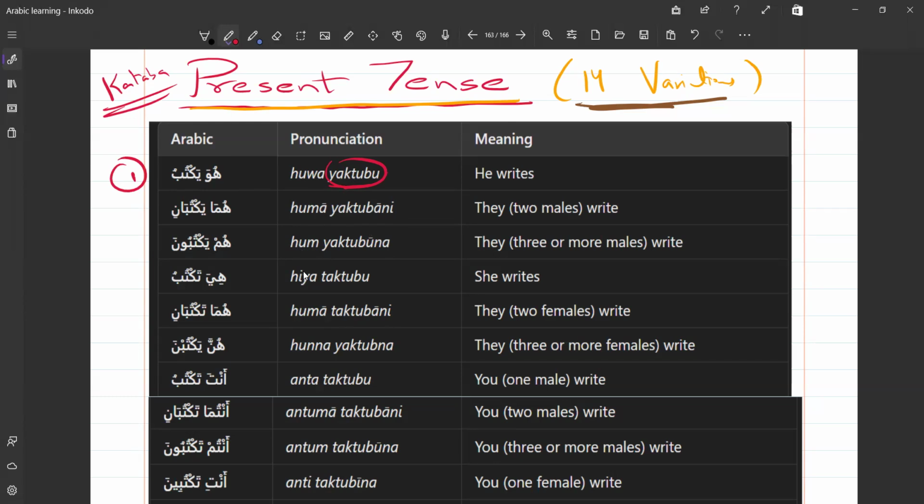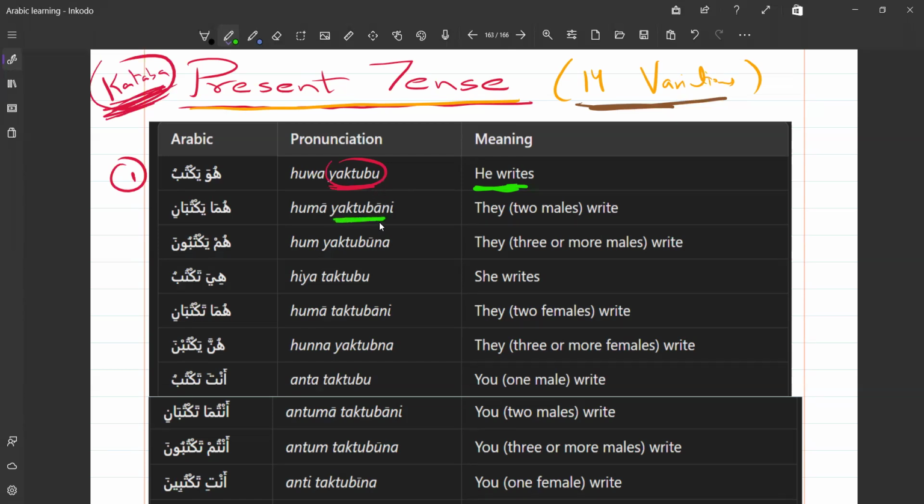The word kataba is the past tense variation. It means he wrote. So the first present tense variation for this word kataba is yaktubu. Yaktubu means he writes, since yaktubu is the third person singular male variation, right? Yaktubu means he writes.